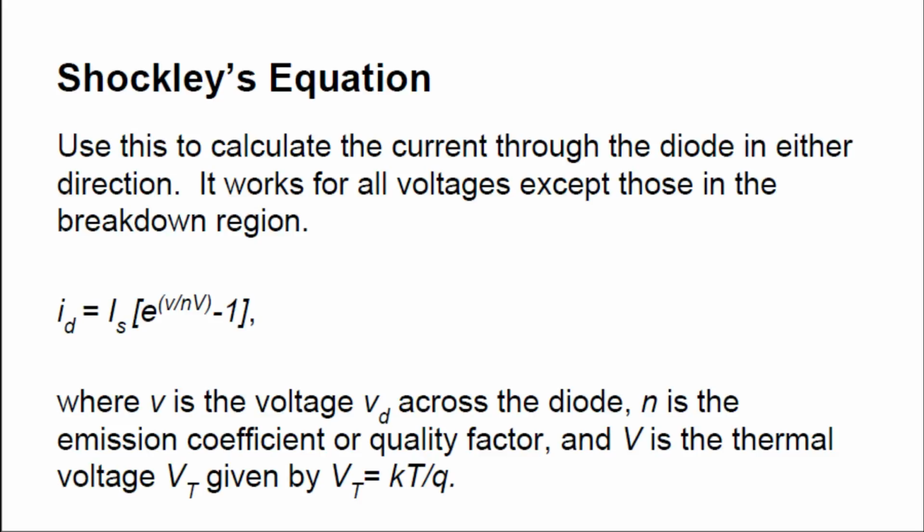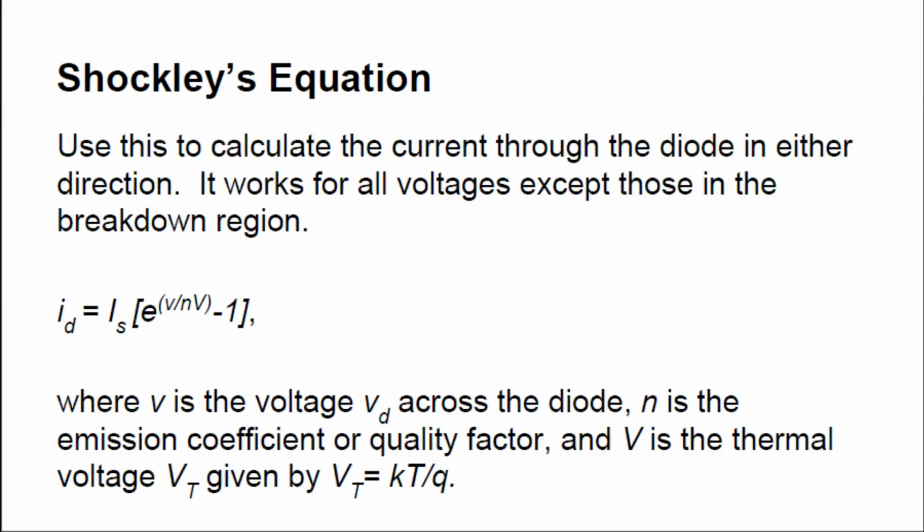KT over Q at room temperature, so at 300 Kelvin, is going to equal about 26 millivolts or 0.0259 volts. So that's a figure that if things are at room temperature, you can probably work through your equations a lot faster if you just remember that that's equal to about 26 millivolts. But if the temperature in the problem is not 300 Kelvin, then you can't make that assumption, and you're going to have to actually substitute that temperature in for the T.